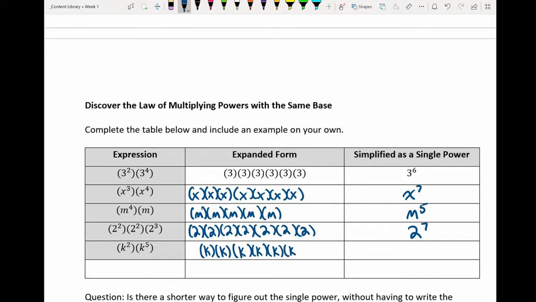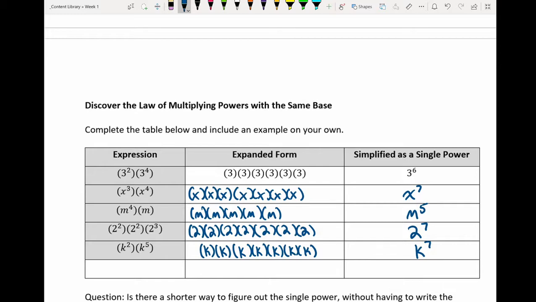1, 2, 3, 4, and there's our 5th one. And if I want to express this as a single power, well, k is going to be my base, and the exponent in this case is going to be 7 because there are 7 k's. So here we've multiplied powers with the same base together, we've expanded them, and then we've rewritten them as a single power.